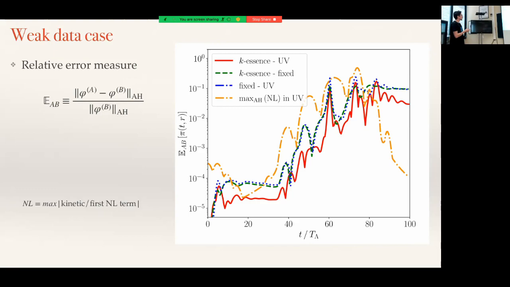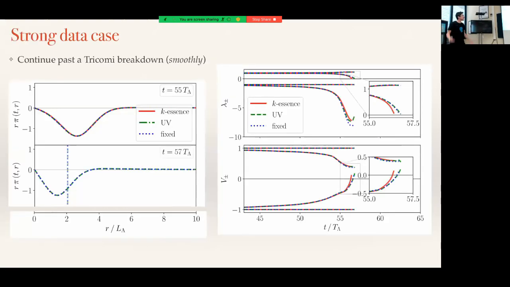So now let's go to the strong data case. What happens when I pump up the energy of the initial data? We'll take a scalar that now has a smaller width and a larger amplitude. Here again, time evolves from top to bottom. At the beginning of the simulation, all three theories agree. But if you notice, from the first panel to the second, the red line has disappeared. That means k-essence can no longer continue from this panel to the bottom panel, and that is because we have entered the Cauchy breakdown.